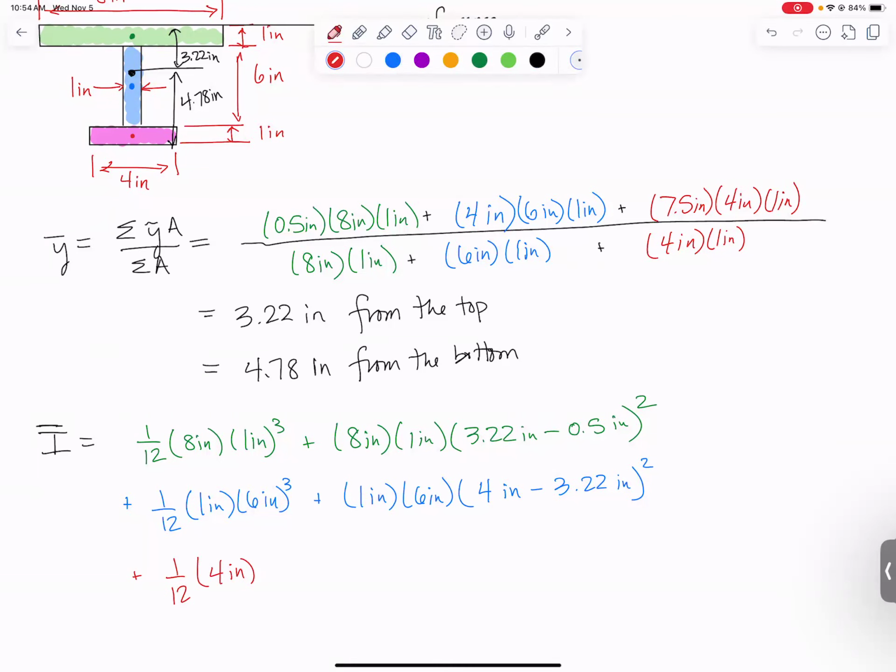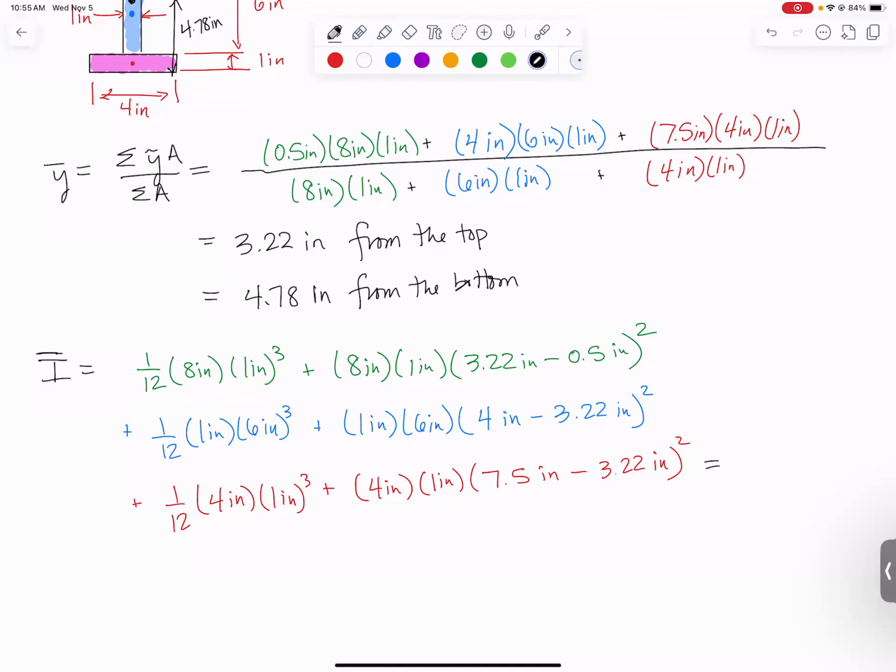And finally, let's do that pink rectangle. 1/12, its base is 4 inches, its height is 1 inch, which gets cubed. Add to it area, 4 times 1, and the distance between the two centroids. So that pink rectangle had a centroid all the way down at 7.5 inches. Subtract from it 3.22 inches and square it. The number comes out to be 155 inches to the fourth. So now we can find stress.